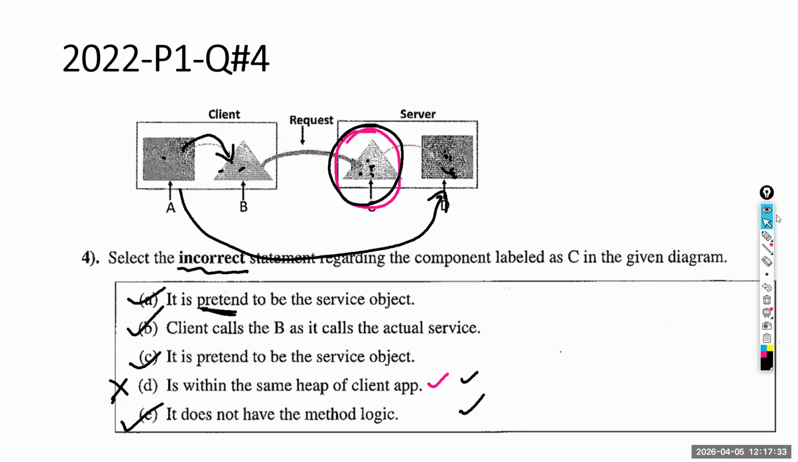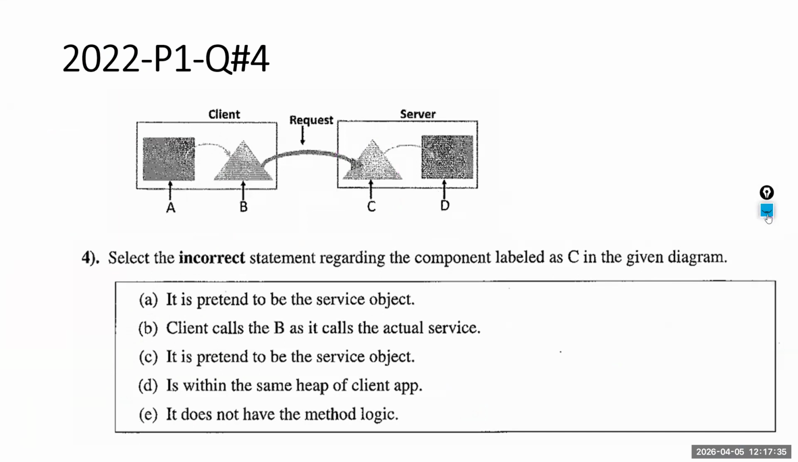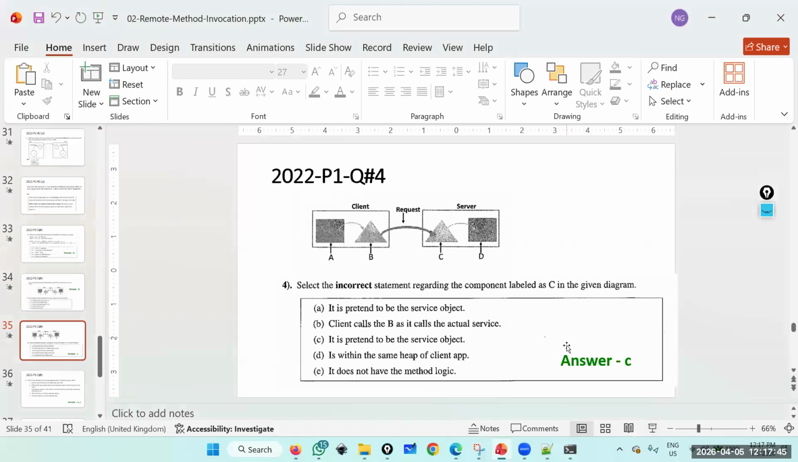Okay, so let's ask ChatGPT. So my answer is D, just like your answers, the majority's answers is also D. Sorry, D. Examiner's answer is C. Sorry for that. Okay.